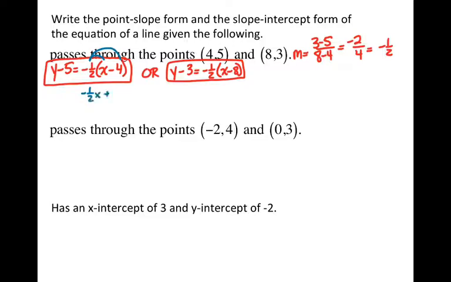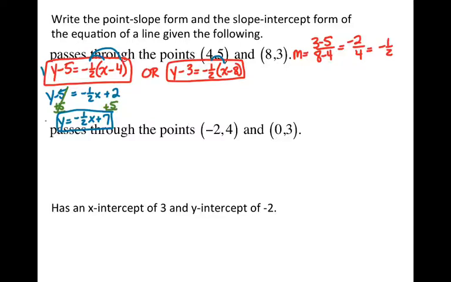I'll do the first one first. So distribute the negative 1/2 gives me negative 1/2 x. And then negative 1/2 times a negative 4, that's really a positive 2. So that's where I got the plus 2 from. And then your next step is just to add 5 to both sides. And so that gives me y equals negative 1/2 x plus 7. And that is my slope-intercept form. And I could stop right there. I only got to do one way of writing it in point slope and then get your slope-intercept.